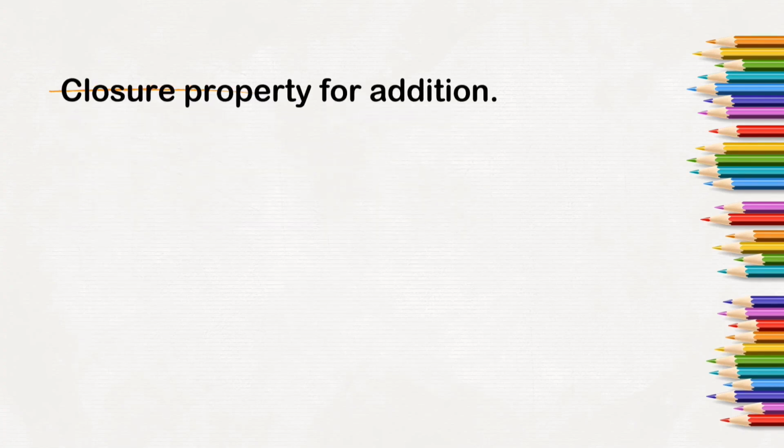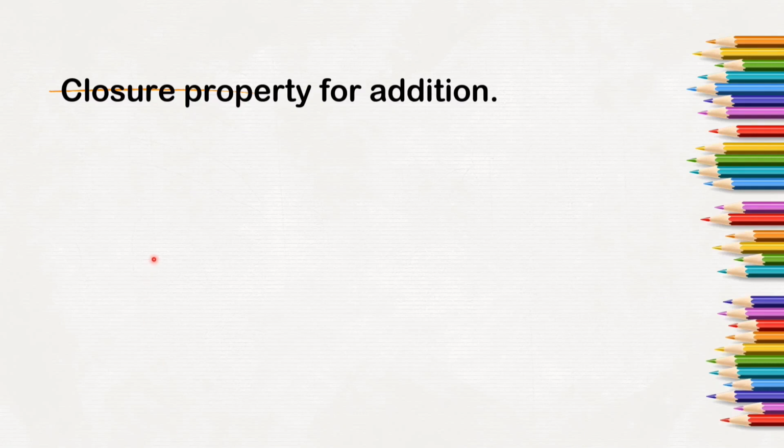What is closure property? When you are adding, subtracting, multiplying or dividing any number, the answer should be a whole number. If you are not able to get the whole number as answer, it does not belong to closure property. First, let us understand about closure property for addition.